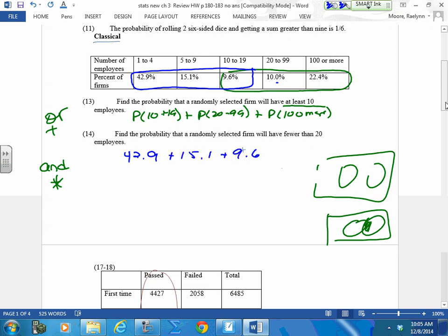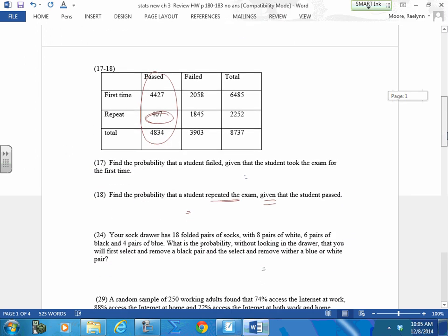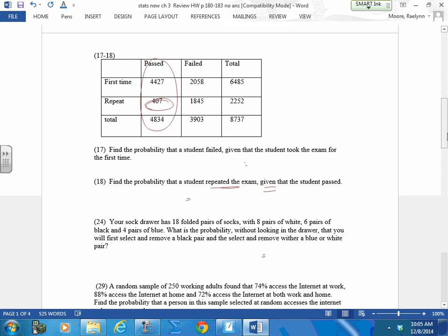You can leave them in percents. They're already in percents. If you want to move them to a decimal, move your decimal 2 places to the left. Remember doing these? A little. Mutually exclusive on the ors, you just add them. Remember doing these, the givens?